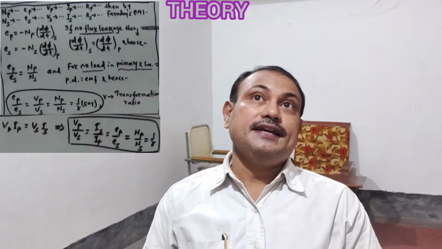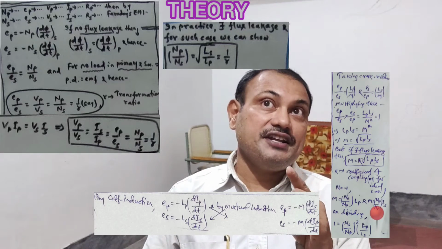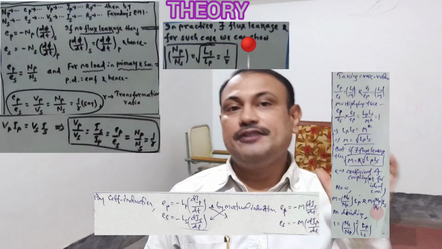In reality, flux leakage is there, so therefore this ratio we can write as equal to the square root of the self-inductance of secondary to primary.